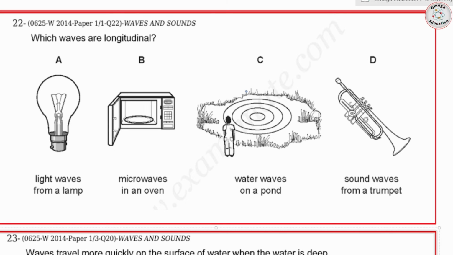The water waves would cause an object sitting on the water or placed on water to move up and down, thereby indicating that the particles in the water move up and down and the wave propagates sideways, so that would be transverse. Sound waves, however, produced by a trumpet or anything, even by our vocal cords, sound waves are longitudinal.